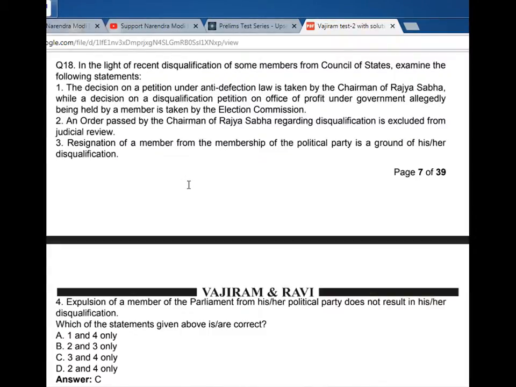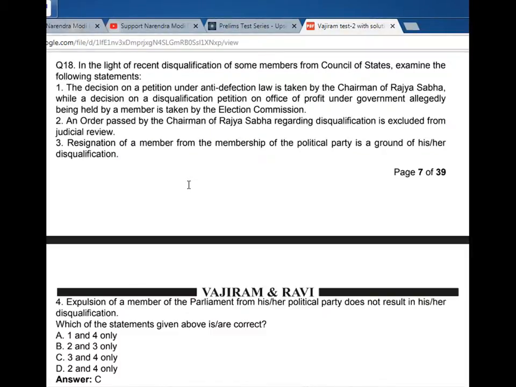In the light of the recent disqualification of some members of the Council of States, examine the following statements. 3 and 4 are correct.